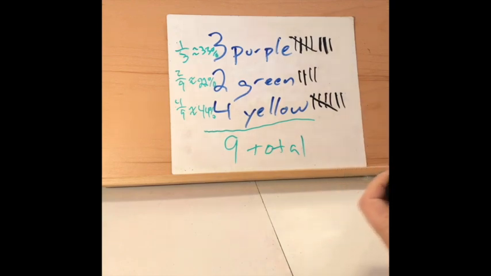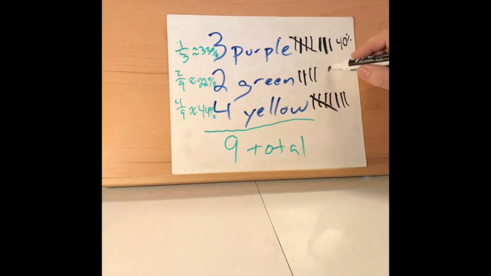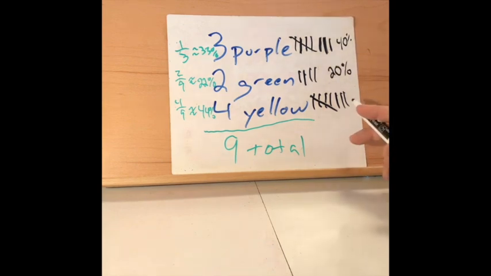And that's 20 trials. I chose 20 because that would make the math really easy. This is 8/20, which is about 40%. This is 4/20, which is about 20%. And this is 8/20 as well, which again is about 40%.